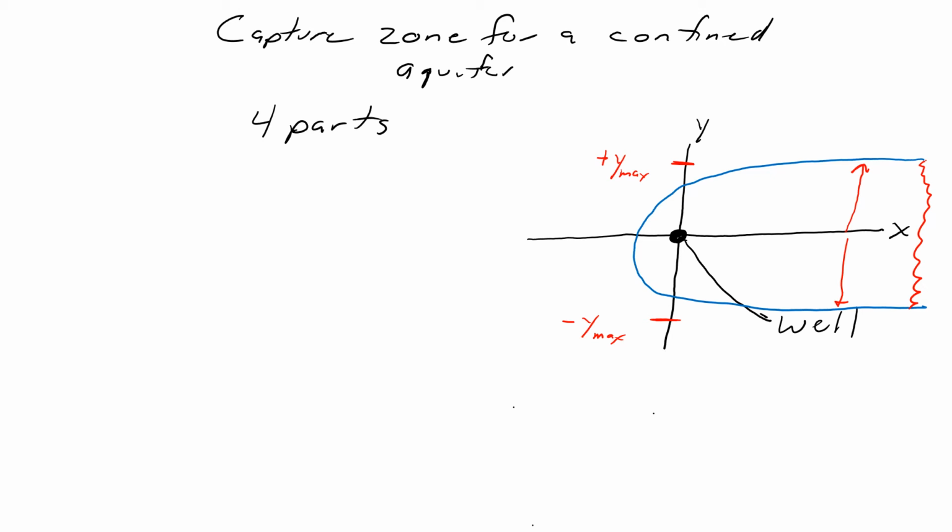This distance right here, from here to here, is your X max, so it tells you just how far up gradient your capture zone goes. And this point right here is X naught, which some hydrologists also call a stagnation point. So we want to calculate several different things. We want to calculate the stagnation point. We want to calculate Y max.